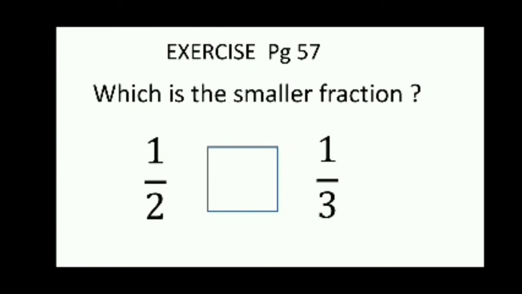Now students, let's begin with the exercise which is in your mathematics textbook on page number 57. Which is the smaller fraction? 1 upon 2 or 1 upon 3? Smaller fraction? Yes, the smaller fraction is 1 upon 3. So the bigger fraction is 1 upon 2. 1 upon 2 is a bigger fraction and 1 upon 3 is a smaller fraction.